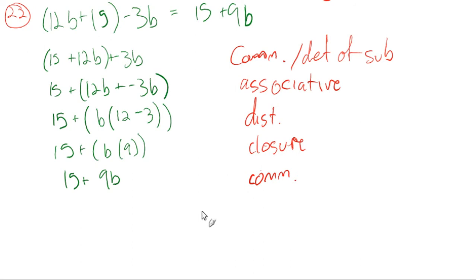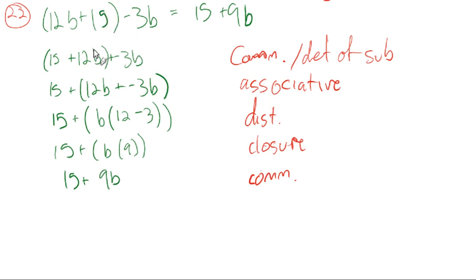So there you go. Every step justified. Again, if we were going to approach this from the very beginning, we would just say, I don't really need to write these parentheses. I can see 12b, collect like terms. 12b minus 3b is 9b, 15 plus 9b. Easy. But what you did was apply all these properties.